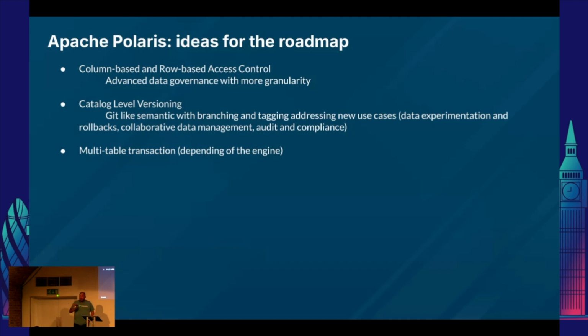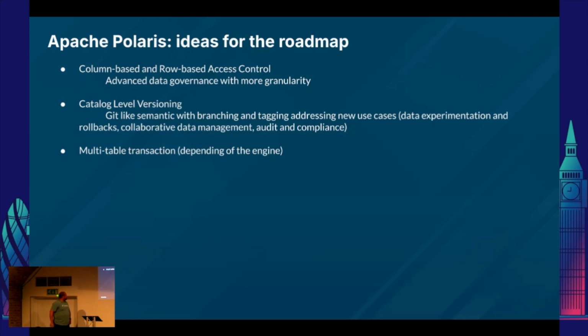Some features we have in native that we want to contribute to Polaris is, for instance, catalog level versioning. So catalog level versioning means that you can have a tag or a commit for different tables, and you can have some kind of Git semantic in a catalog. Like you can create a branch, you can create a tag, and this tag contains this table, this table, this table at this snapshot or commits, if you know Iceberg.